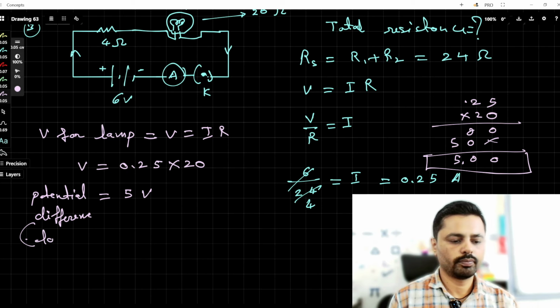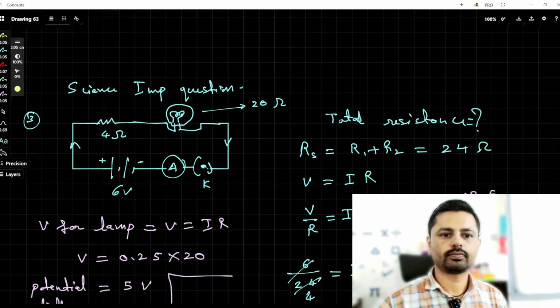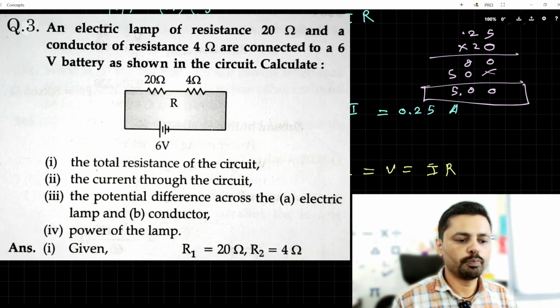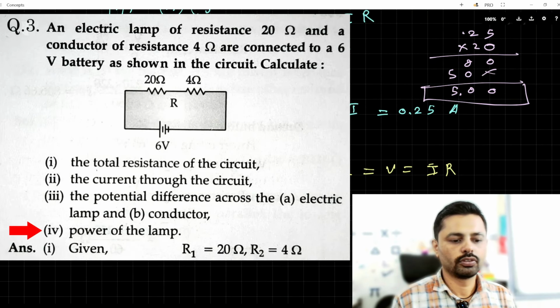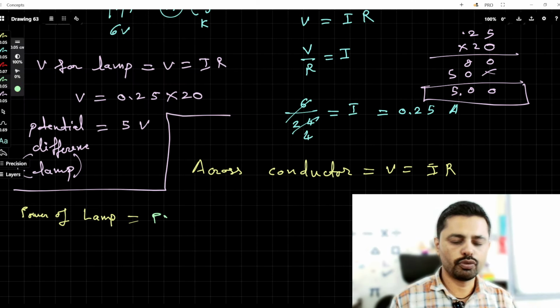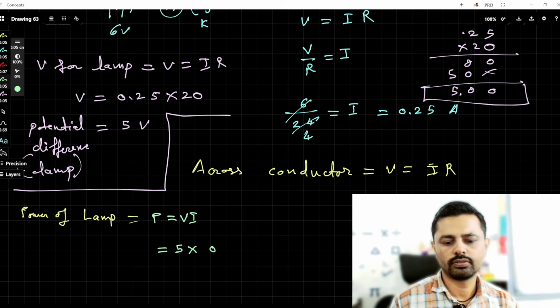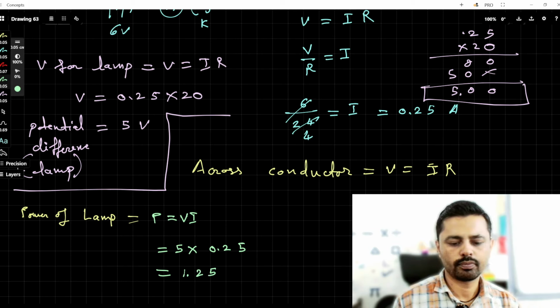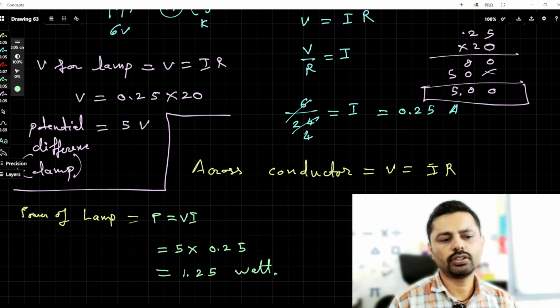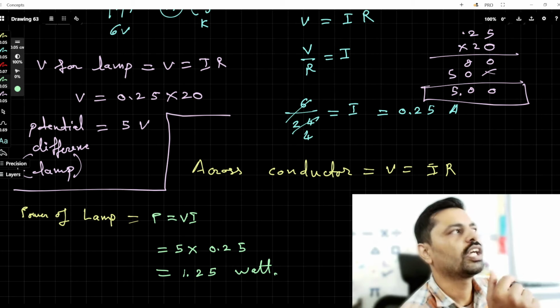So the lamp part is here. We got all the values for the lamp. So power of the lamp, P equals VI. That is 1.25 watt. How much voltage does it have? 5 volt. The lamp has 5 volt.